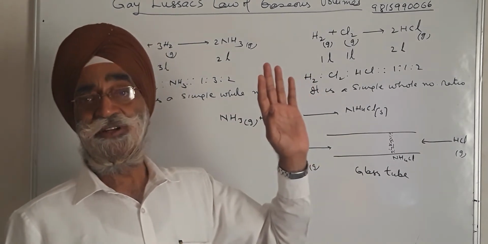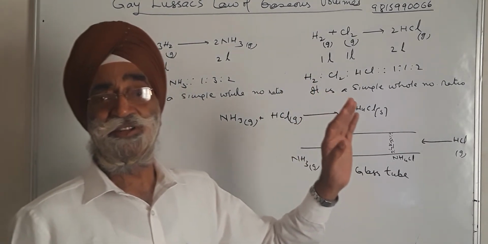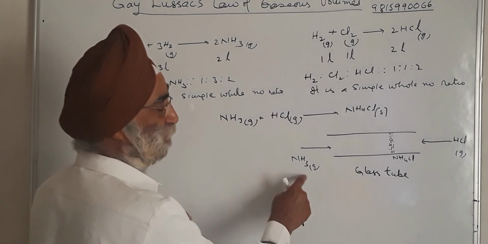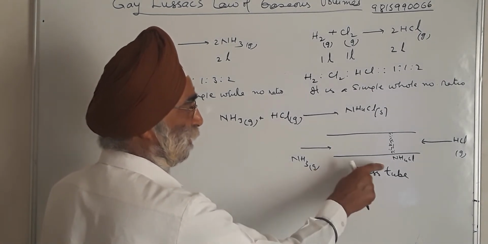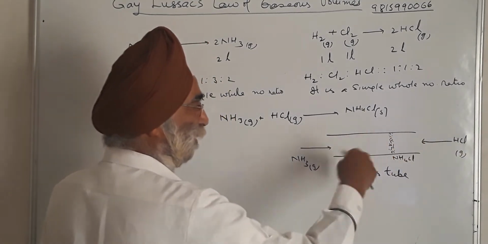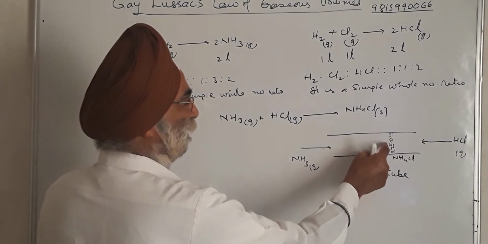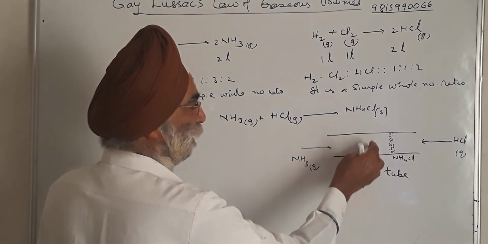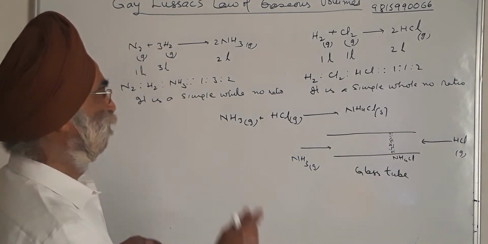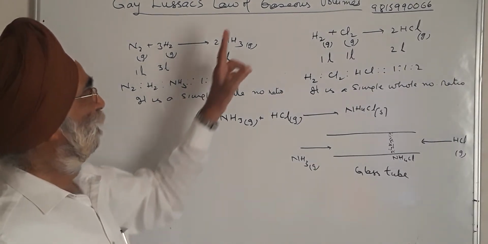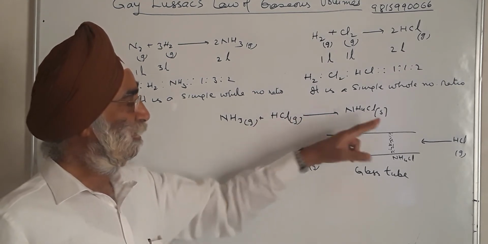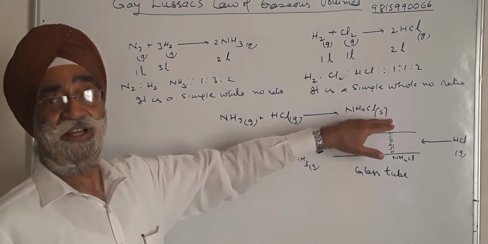We shall discuss it in the gaseous state of matter, that is another chapter. The lighter gas will move faster, the heavier gas will move slower. And this combination takes place not in the middle, but slightly towards hydrogen chloride, and we get a solid substance. So here this law is applicable to reactants only. The product is not a gas.